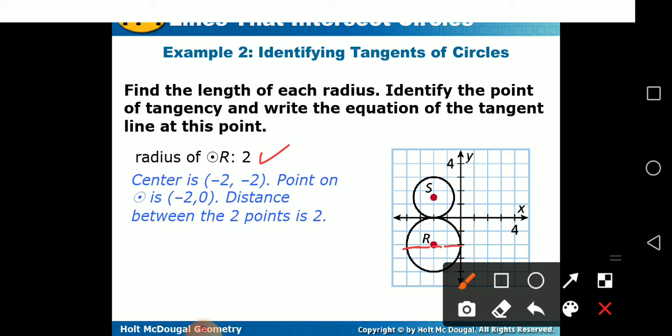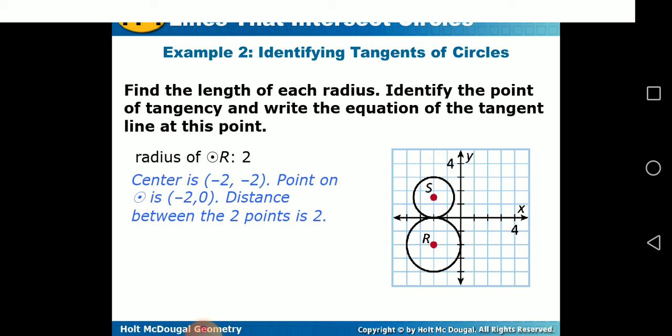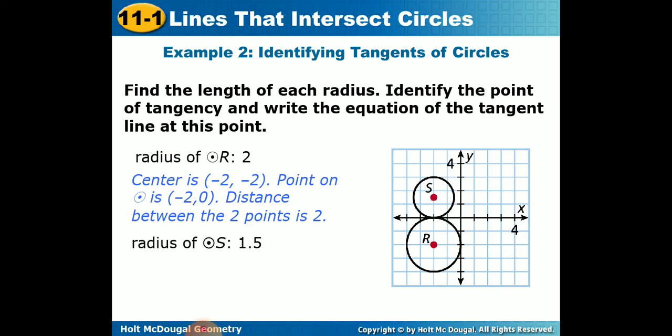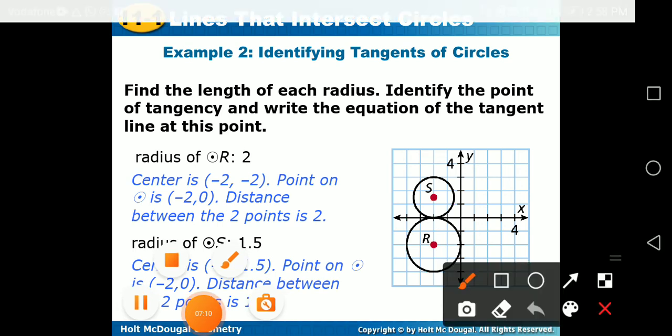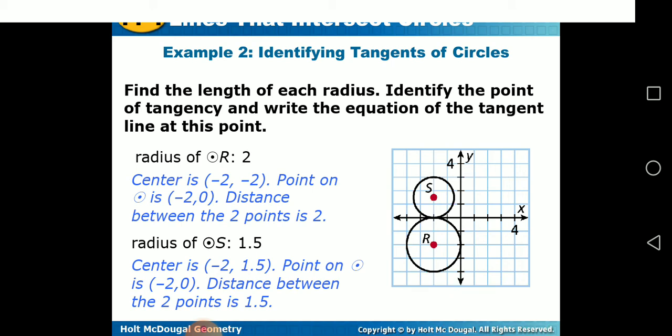So the distance between the two points is 2. Easy? Easy. What about circle S? Let's count together on the coordinate plane. Here S is 1.5. This is 1.5. The point S, the center, is 1.5 from the center. So we got 1.5.